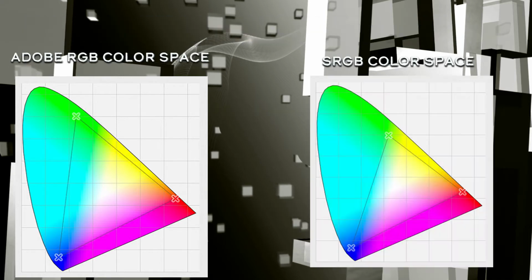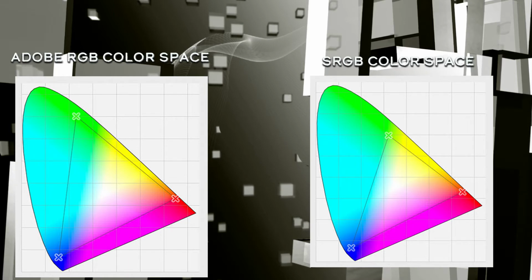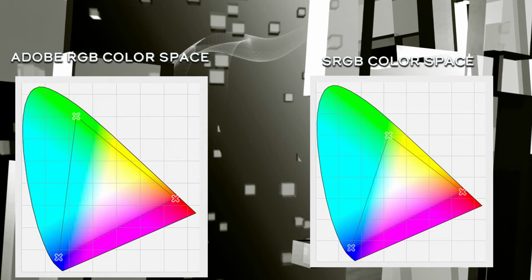sRGB. On the left, you see Adobe RGB color space, and on the right, you see sRGB color space. You can tell in comparison that Adobe RGB color space is much broader than sRGB color space.